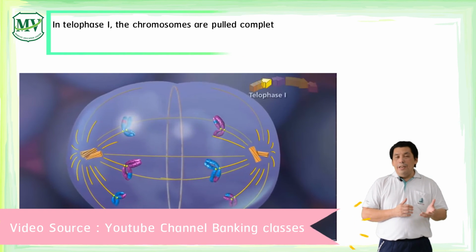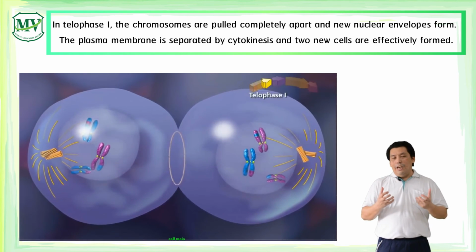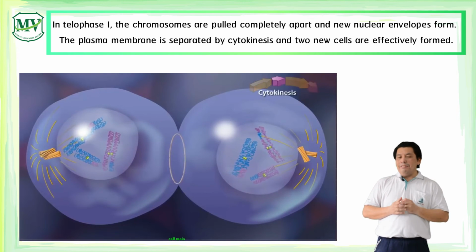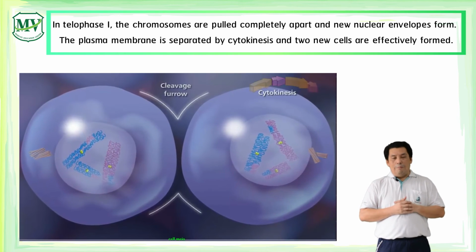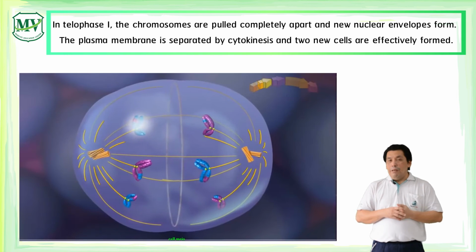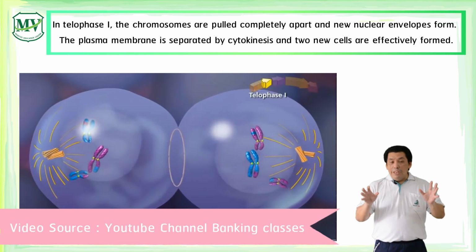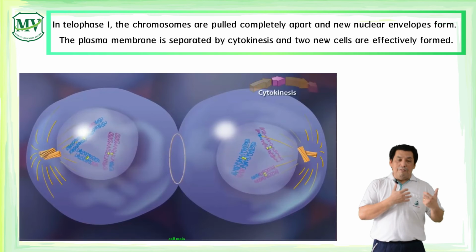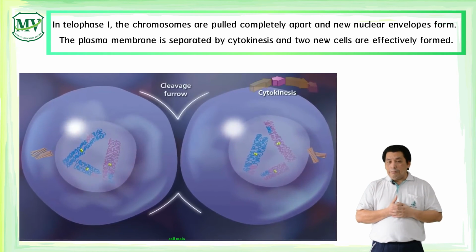In telophase 1, the chromosomes are pulled completely apart and new nuclear envelopes form. The plasma membrane is separated by cytokinesis and the two new daughter cells are effectively formed. The two new cells, each haploid in their DNA but with two copies, are the result of meiosis 1. Again, although there are two alleles for each gene, they are on sister chromatid copies of each other. These are therefore considered haploid cells.